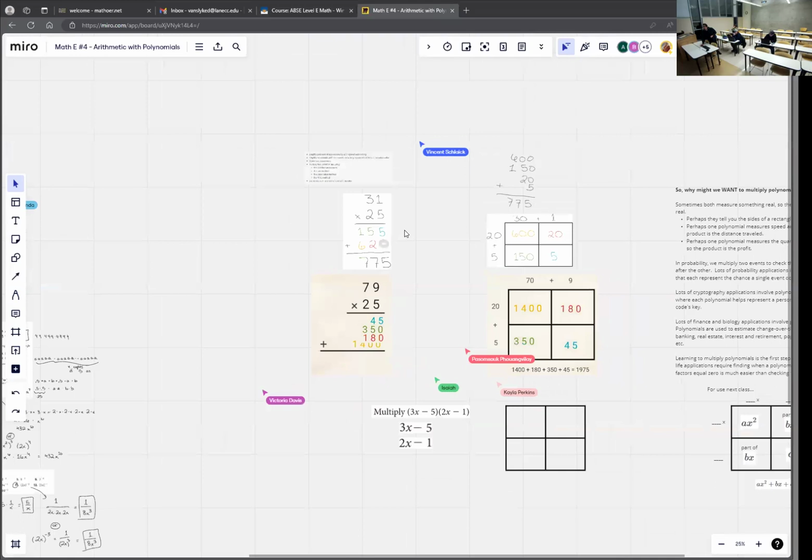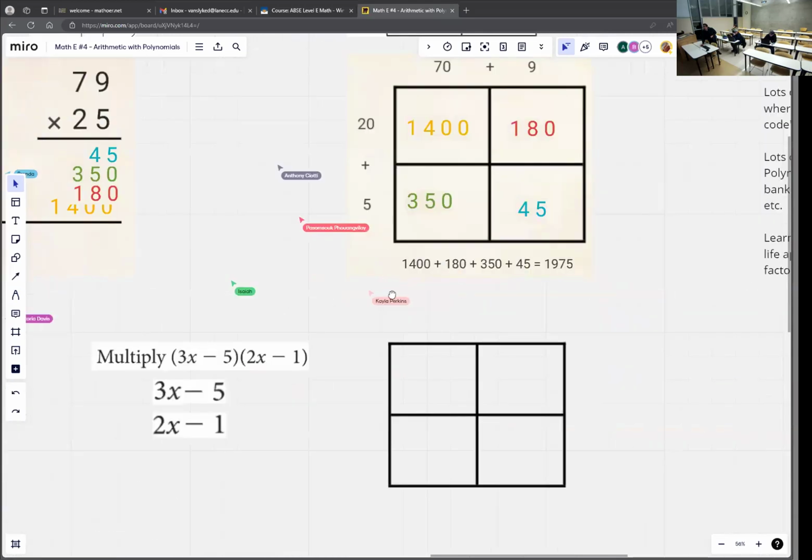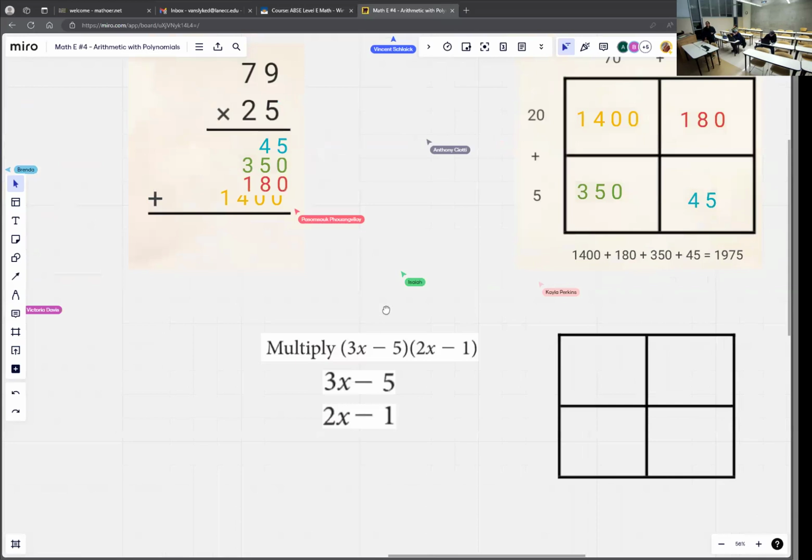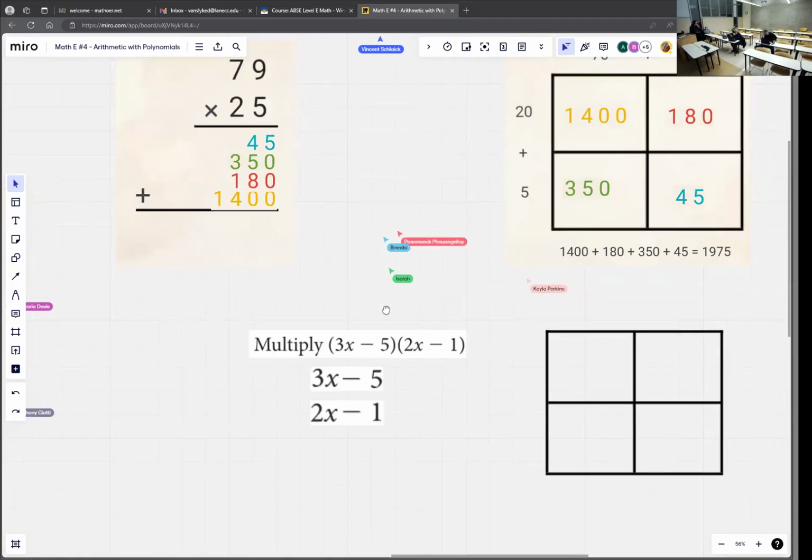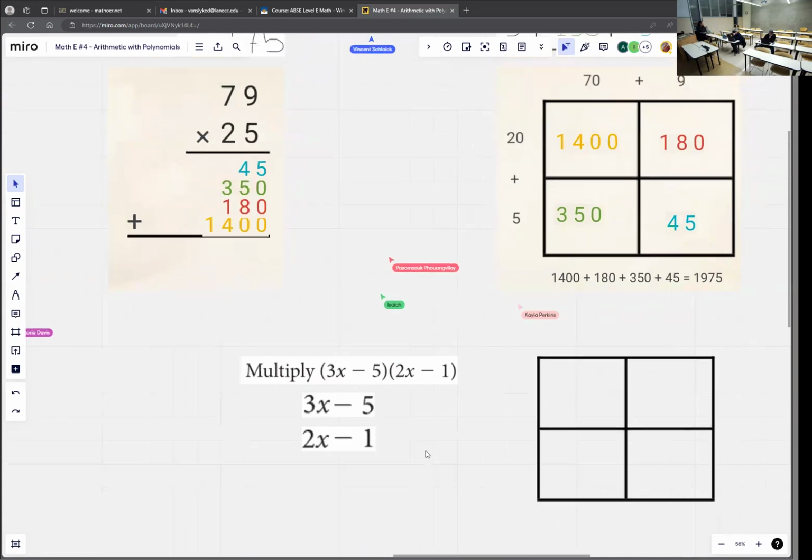Now I'm going to do the same thing with a polynomial. If I want to multiply 3x minus 5 by 2x minus 1, whoever wrote this put them in parentheses, just to be extra clear that these are two different things multiplying together. Then I want to put them on the box, just like we did before. The exact same kind of idea as multiplying with place value, but instead of place value, we have how many x's there are.